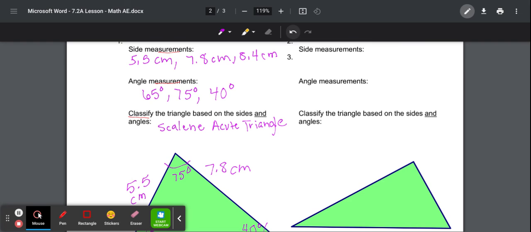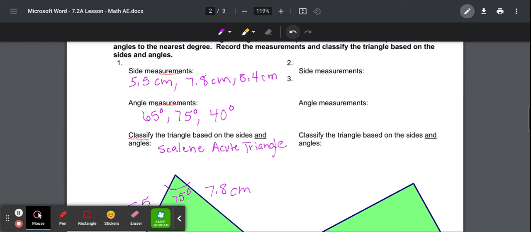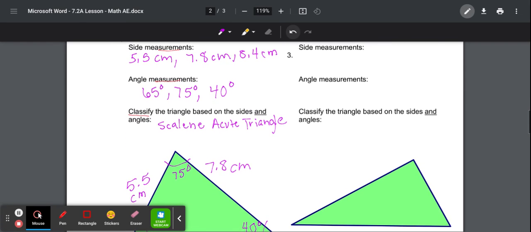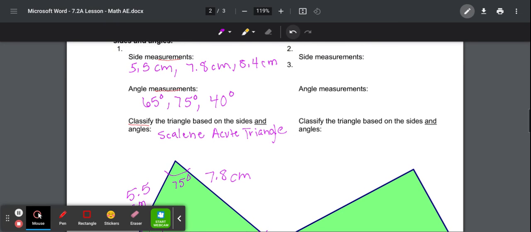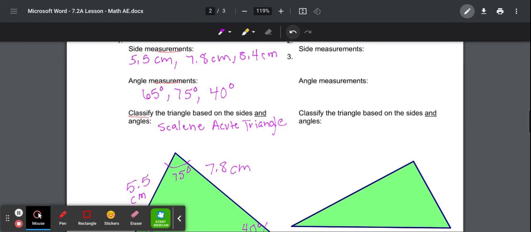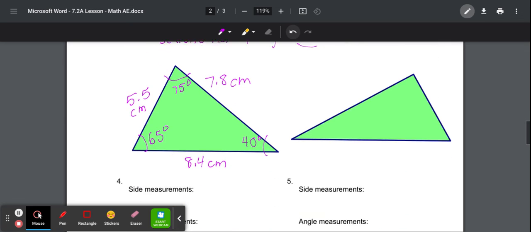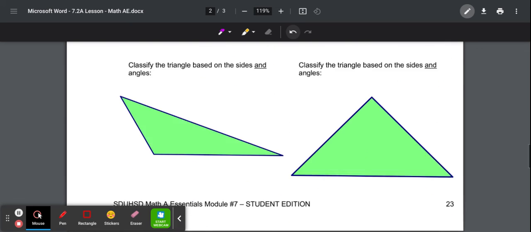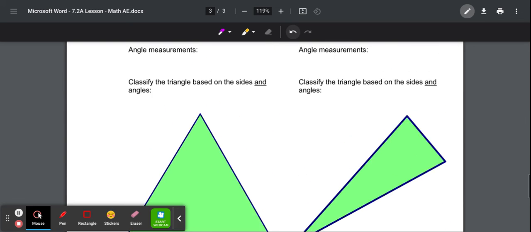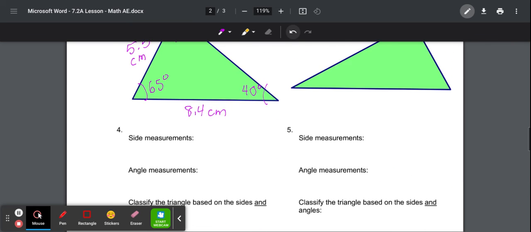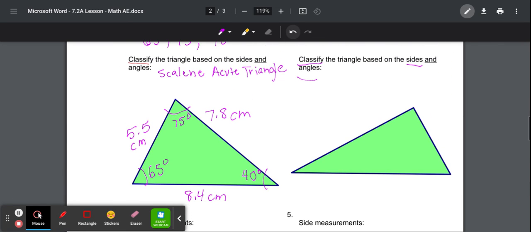What you're going to do is the same thing for number 2. Measure the side lengths using a ruler, measure the angles using a protractor, and then classify the triangle by the sides and by the angles. You're going to do the same thing for number 2 all the way through 7. You can pause your video and then come back and check your answers once you have finished doing all of your measurements.